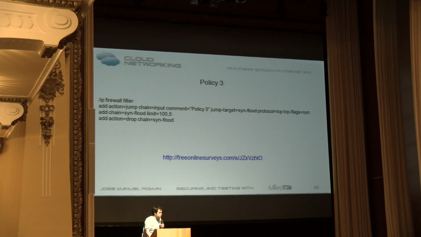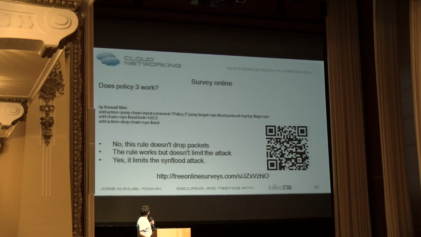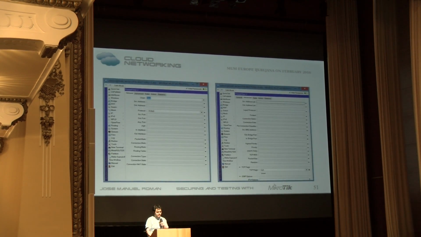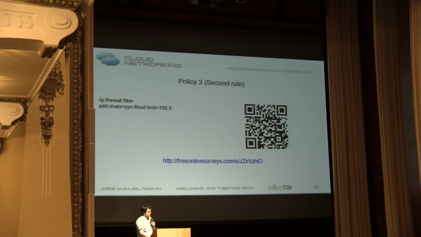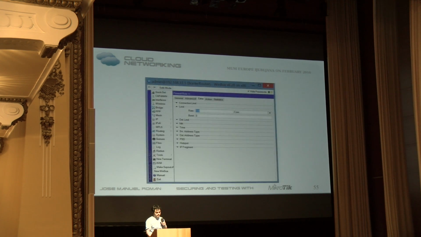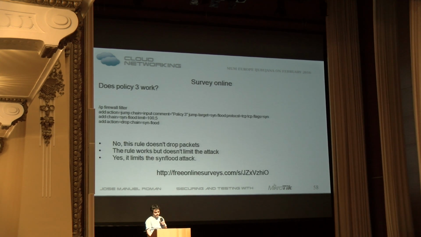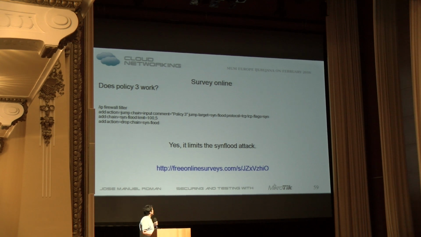Okay, let's go to policy 3. Now we have 3 rules. The first one is to jump to a special chain, the syncflood chain. In this chain, we limit to 100 packets per second, and we drop the rest of the traffic. In this case, we can send the attack to the target, and we can see that this works.